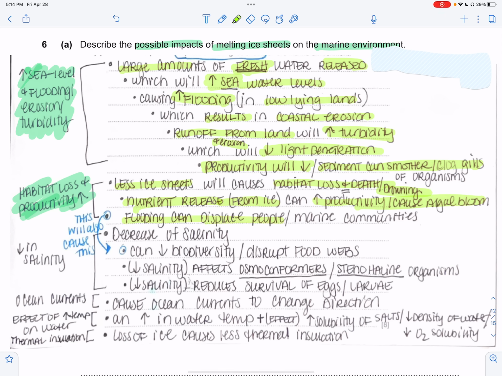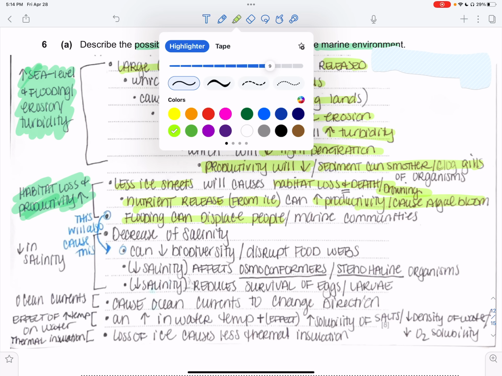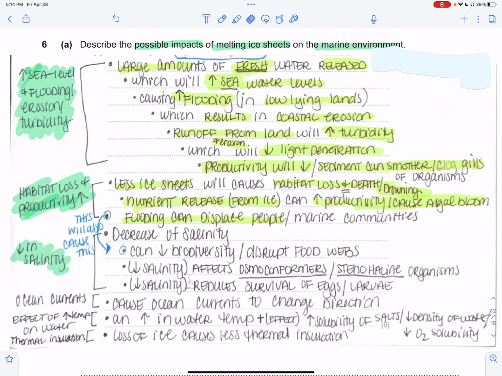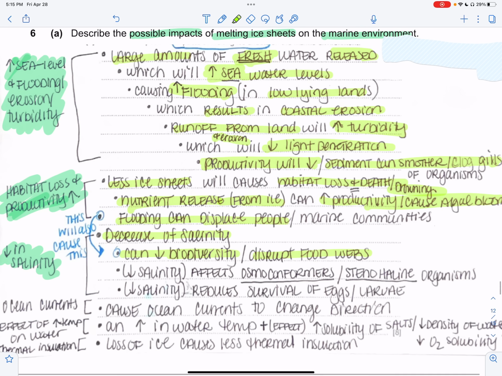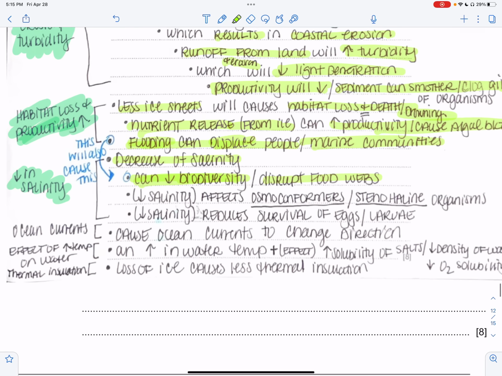The flooding can displace people, can displace marine communities. Specifically, the effects of decreasing salinity. We can decrease salinity. This can decrease biodiversity or disrupt food chains. And where I say this will also cause this, flooding can displace not just people, but marine communities. They can have to move to a different area or they will perish. And because they're leaving that area, that can decrease biodiversity as well, disrupting food chains.